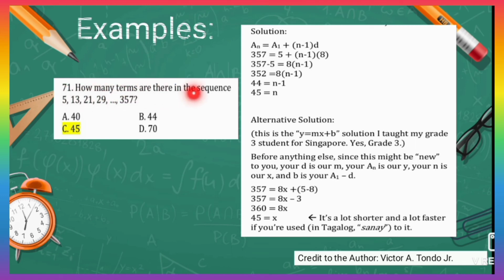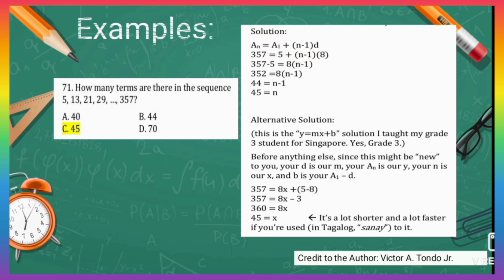How many terms are there in the sequence 5, 13, 21, 29, and so on and so forth papunta sa 357? So, dito naman, hinahanap natin kung ilang terms sa sequence na to papunta sa 357. Yung tinatanong is, ikailan na term itong si 357? Yun yung pinaka-challenging dito. Nakita mo sa solution na to, ito yung formula niya, mahahanap mo ito sa Google, pag nag-research ka about sa formula ng paghanap ng terms sa isang sequence.